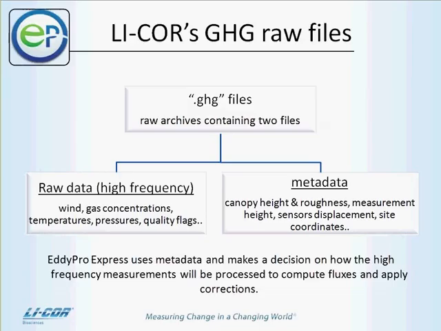So LI-COR recently released the software update for the LI-7550 analyzer interface unit. This update brings in the option of compressing the high frequency data and the site and station information into a single archived file that is collected on a USB drive on the analyzer interface unit. The compressed file has a .ghg extension, so all the raw files that you will collect will have this .ghg extension.